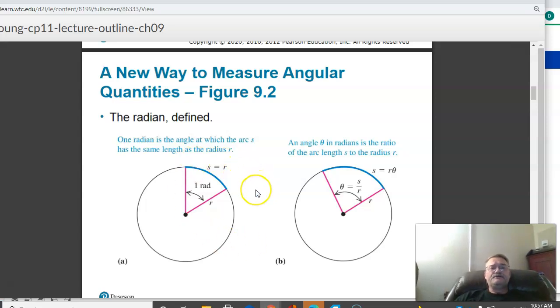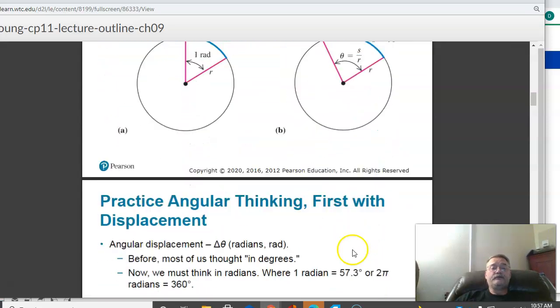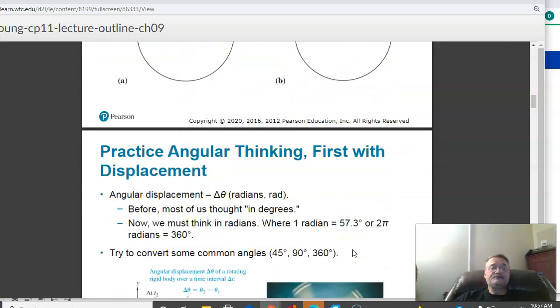A couple of definitions here of radian are given in your text, showing that 1 radian is the angle at which the arc S has the same length as the radius. That's one definition of a radian. Another is that the angle theta in radians is the ratio of the arc length S to the length of the radius. So theta equals S over R, which is another definition of what a radian is.